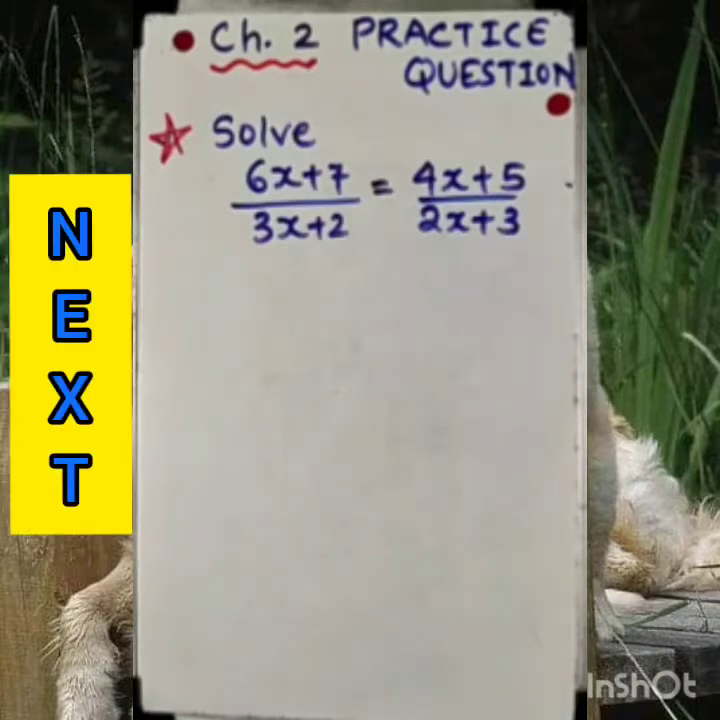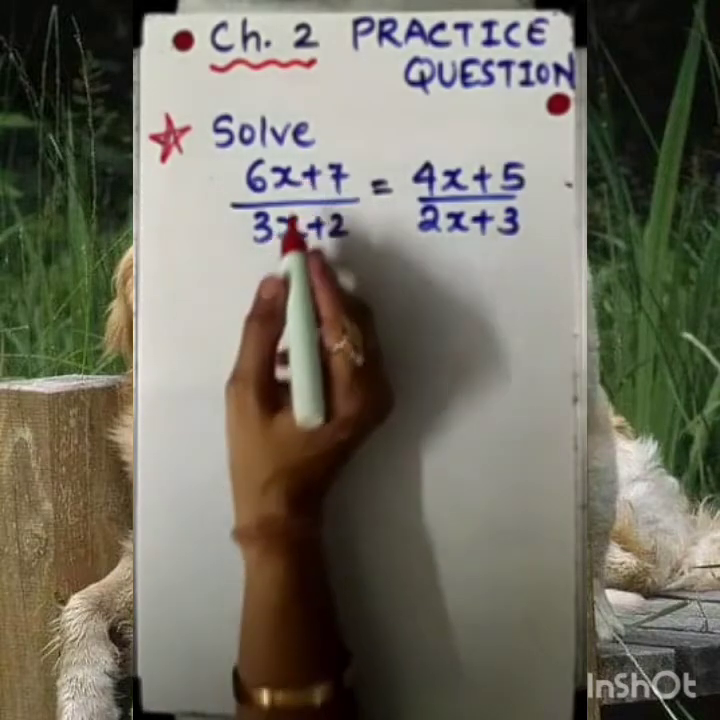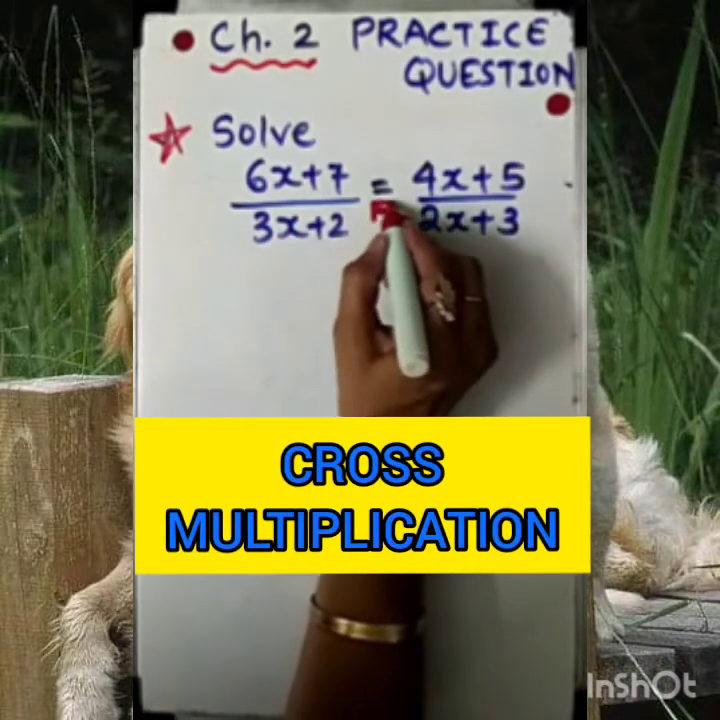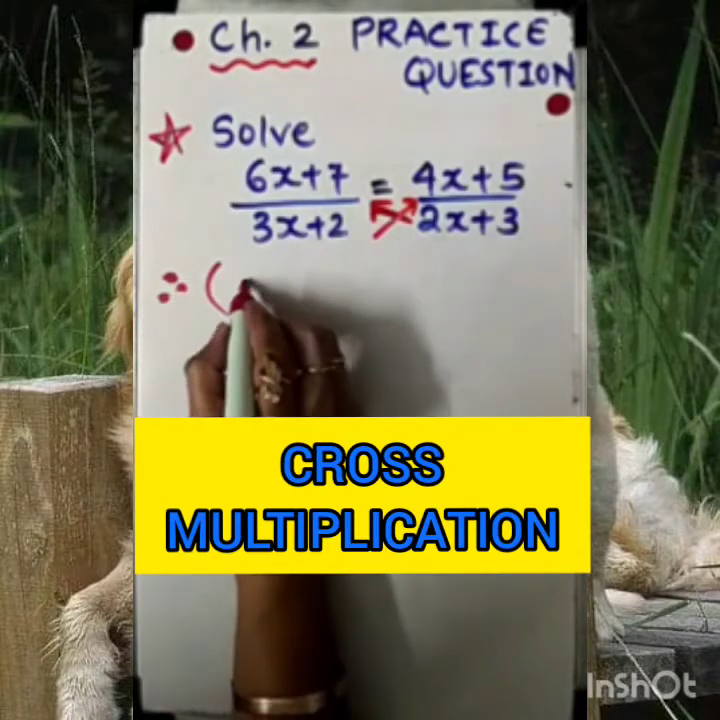So, one more question is on your screen, dear student. Solve (6x + 7)/(3x + 2) = (4x + 5)/(2x + 3). Now, how to solve? For that, very simple cross multiplication. You know very well. For that, what we are going to do here, therefore sign is compulsory to mention.